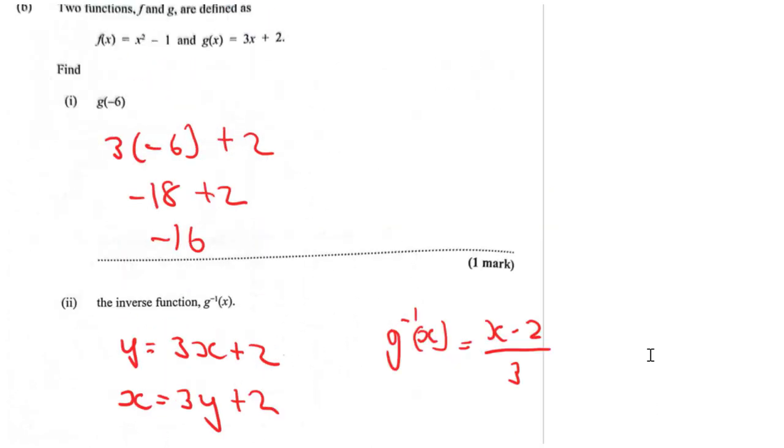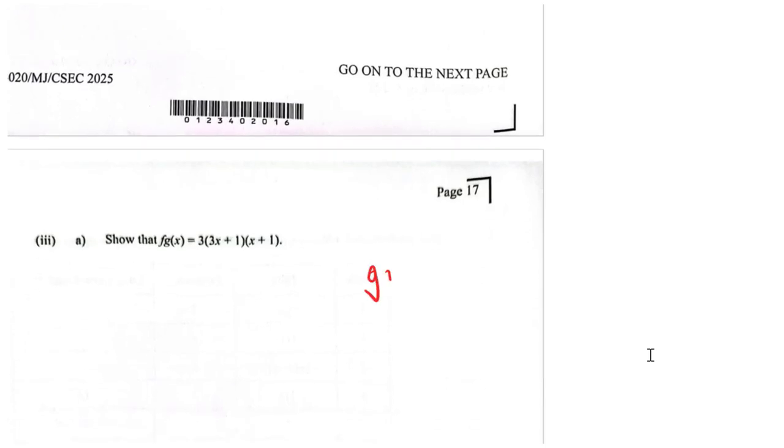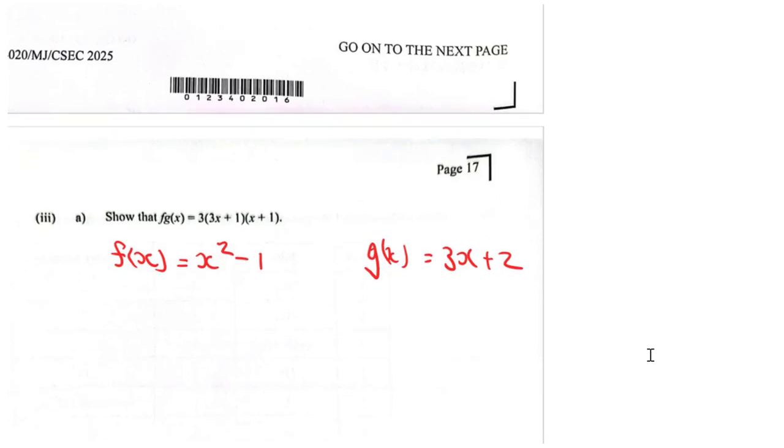Now g of x is 3x plus 2, and f of x is x squared minus 1. So let's go down here and write it down. We have g of x is equal to 3x plus 2, and f of x is equal to x squared minus 1. Now we're finding f of g of x. Now f of g of x is the same thing as f open bracket g of x.